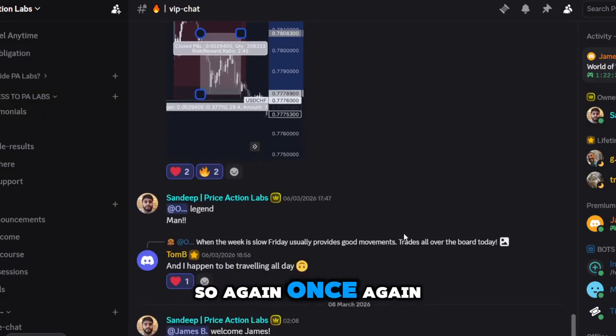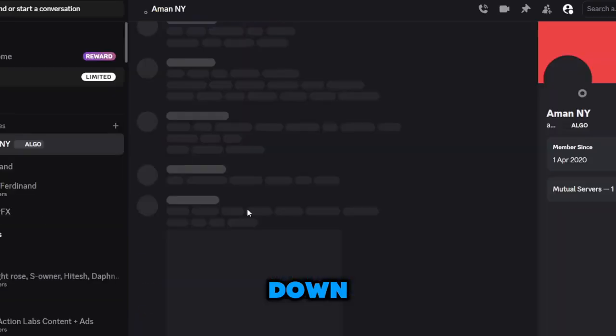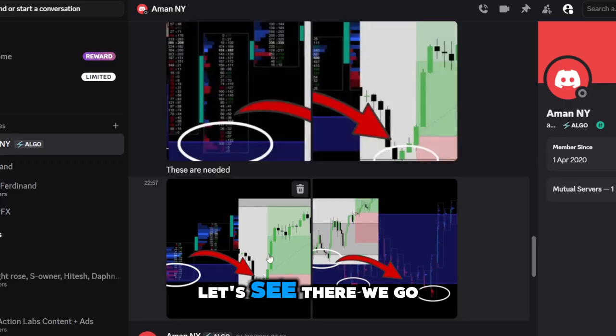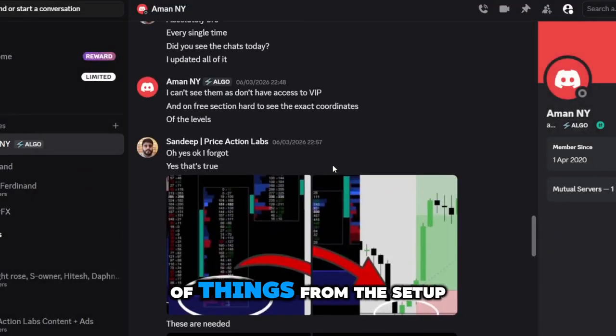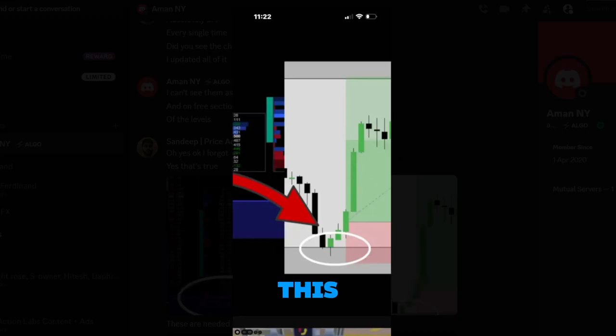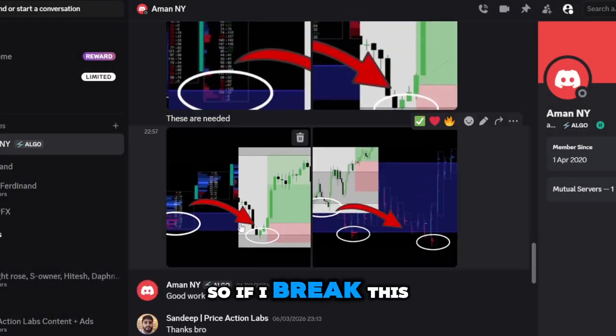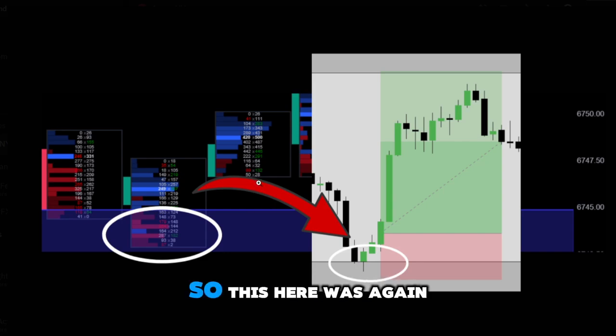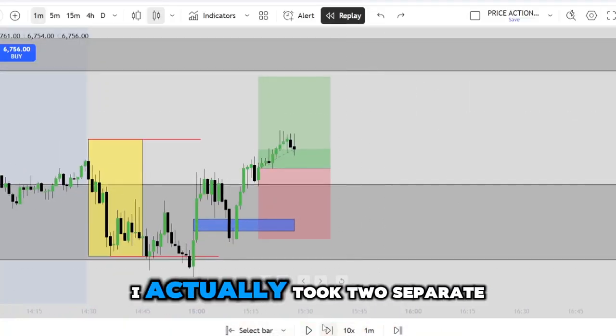So again, once again, I think I broke this down. Let's see. There we go. So here were a couple of things from the setup. The setup looked like this. Here we go, I'm just sending this to one of my students as well. So if I break this down, there we go. I took two setups this day. I actually took two separate setups.